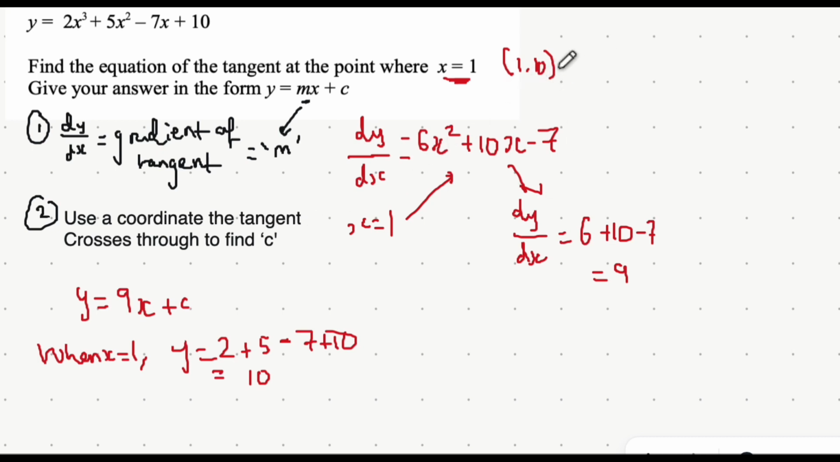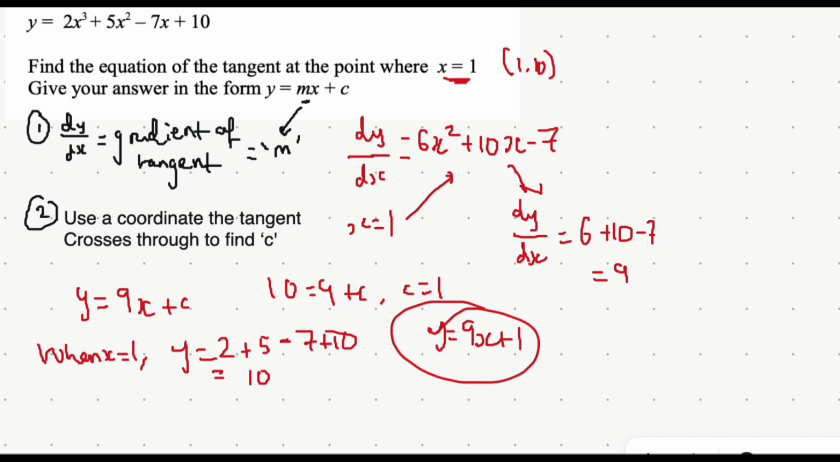Now that we found a coordinate that the tangent crosses through, we can replace x and y in our equation of the tangent with that to find the value of plus c. So 10 is equal to 9 multiplied by 1, which is 9, plus c. Taking away 9 from both sides, we get c is 1, and then our final equation is y equals 9x plus 1. Great. Hopefully that makes sense.